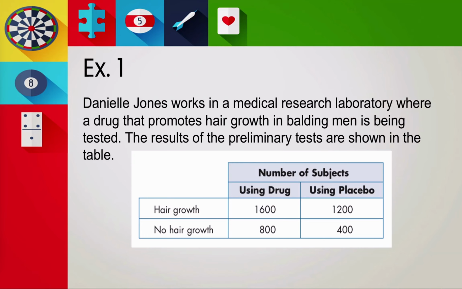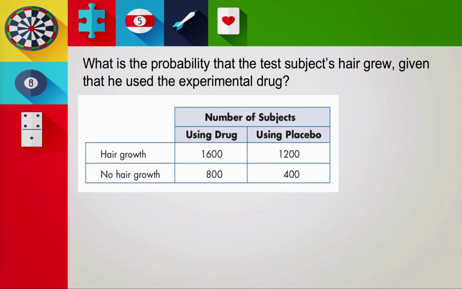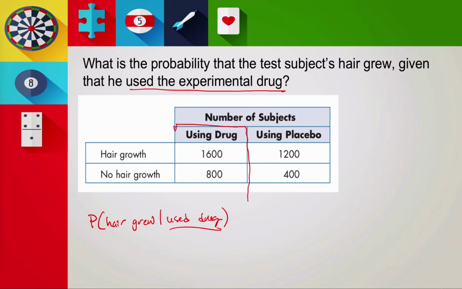Danielle Jones works in a medical research laboratory where a drug that promotes hair growth in balding men is being tested. The results of the preliminary tests are shown in the table. What is the probability that the test subject's hair grew given that he used the experimental drug? So we're looking for the probability that the subject's hair grew given that he used the experimental drug. Since this is the given, this is the thing that we know, so we're only going to be looking at the people who use the drug.